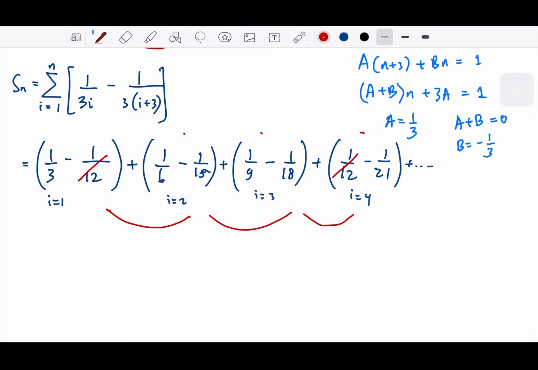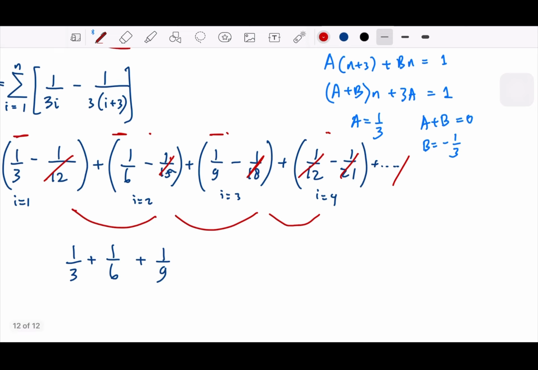And you will cancel this 1 over 15 when n is equal to 5. So 15 will be cancelled here also, and the other part will be cancelling as well. So we will get at least 1 over 3 plus 1 over 6 plus 1 over 9. Okay, and all this in the place here, it will be canceling. So we're only having the first 3 terms.